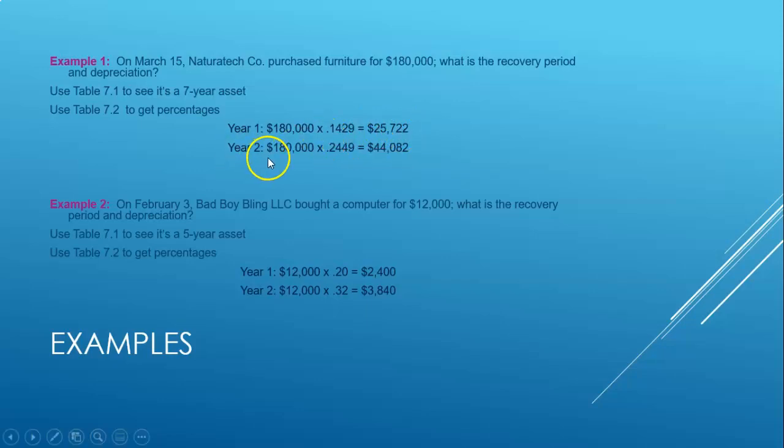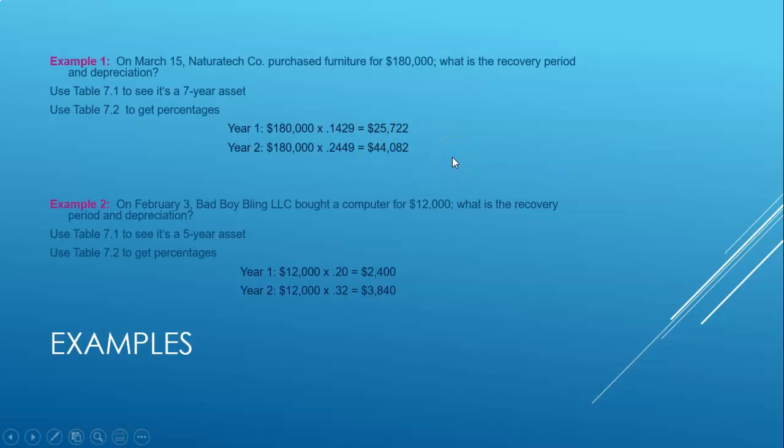Year two, remember that was 24.49%. You move the decimal place over to the left two places. So $180,000 times 0.2449 is $44,082. That's how much we would take next year on our tax return for this piece of equipment.